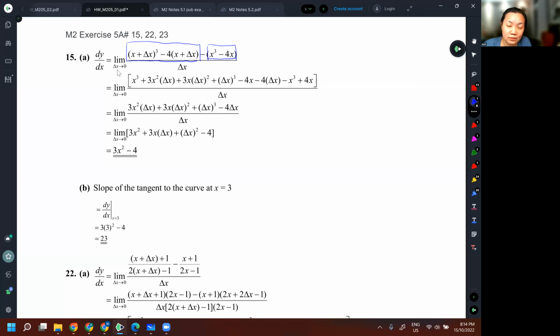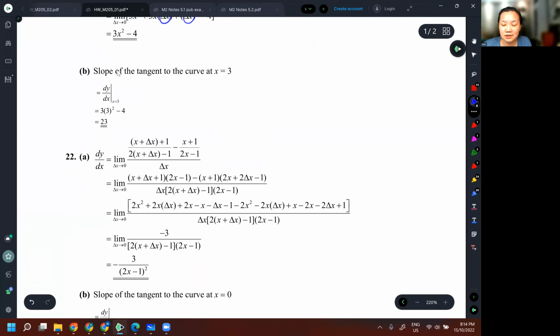So in the final, the second last line, you will write 0 here, 0 here, right? Only send delta x to 0. You should keep x. Okay, that's 15a. 15b, this is how you present your answer. You write that the slope is equal to this.